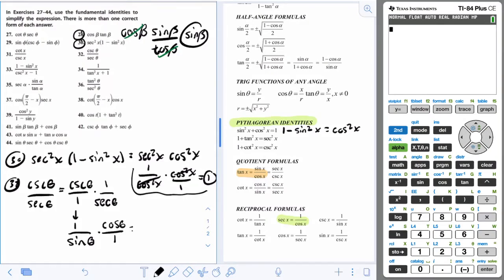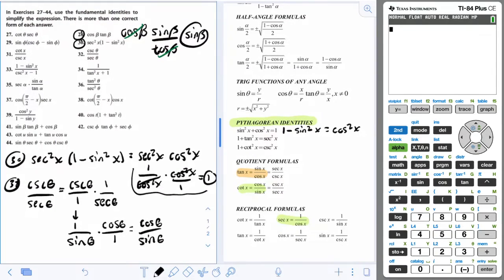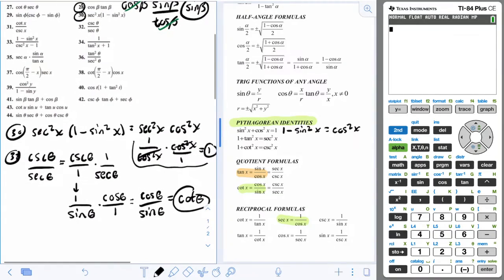So once you have this and you simplify it, you are left with cosine of theta over sine theta, and cosine over sine is tangent, right? So we can look over at our quotient formulas. We highlighted that tangent was sine over cosine. Cotangent is cosine over sine. So I can get this down to a single expression of cotan theta. And of course, if we get it down to a single expression, that's really our goal. So from there, we'll say that we're done. So that's 32. So maybe 34.